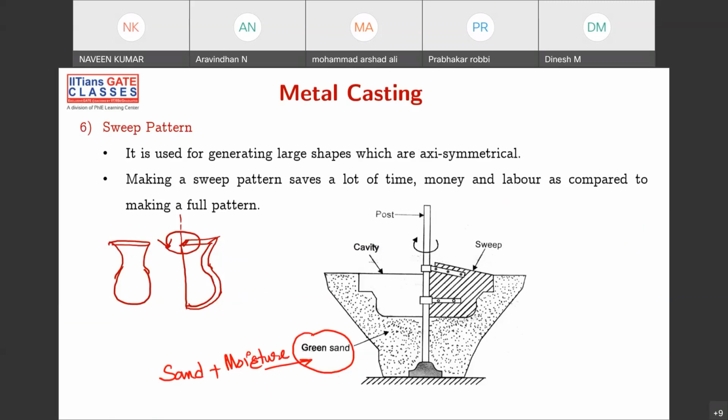Won't the post affect the casting? No, you remove the post. It won't affect it. Here they are making it like this, but you remove the post itself. This post is very thin, and they are making it more exaggerated. They can disjoint it. It won't be there when you're pouring. Good question, very good.